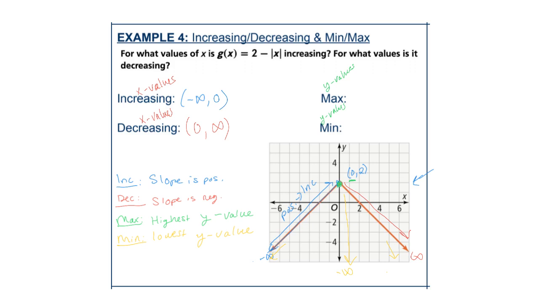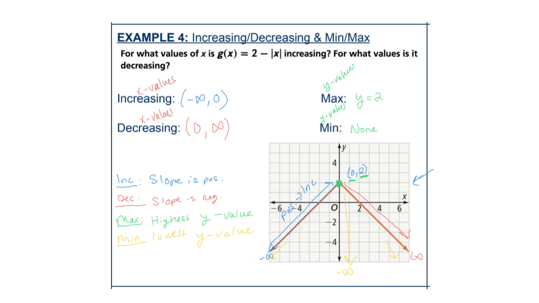For max and min, we're going to tell the highest and lowest y value. So our highest value we can see on this is at y equals 2. That's the highest y value in this function. So we're going to write y equals 2. In minimum, we said it goes all the way down to negative infinity, so technically, we have no minimum, or there's none.